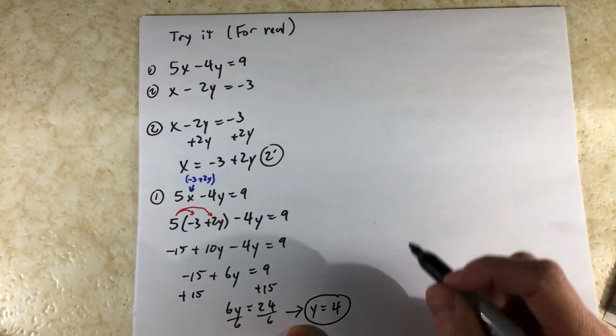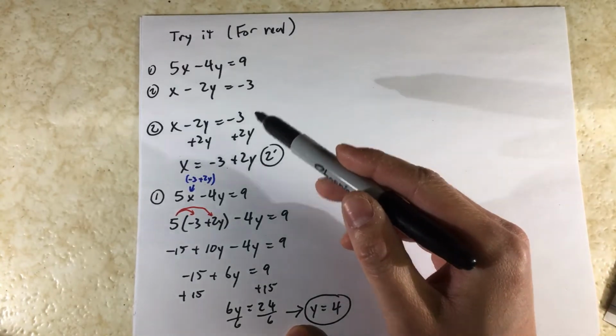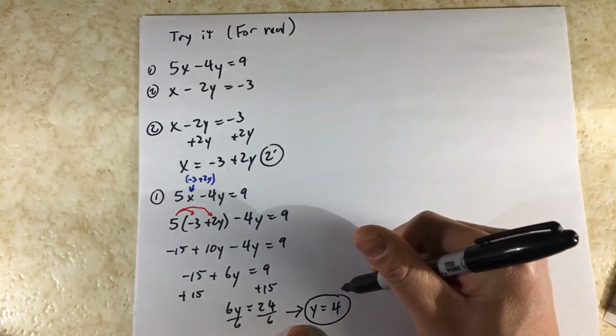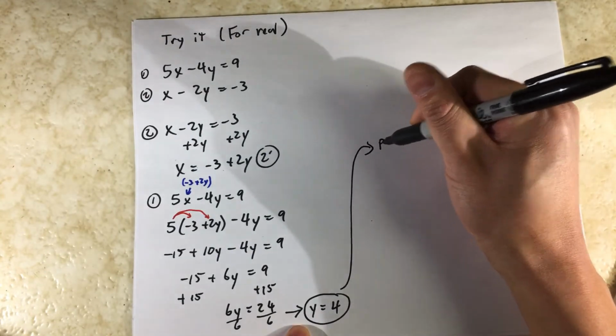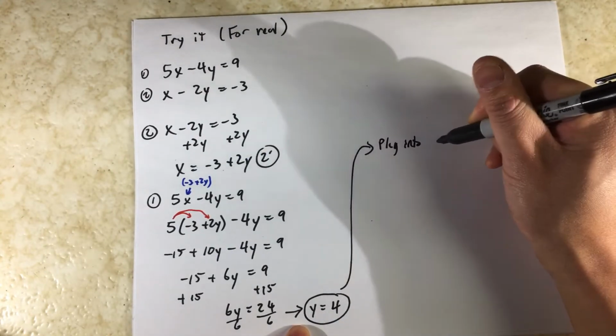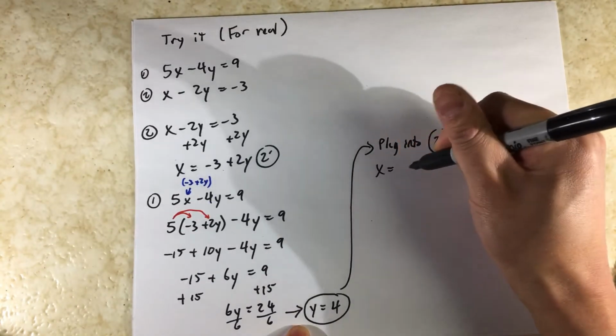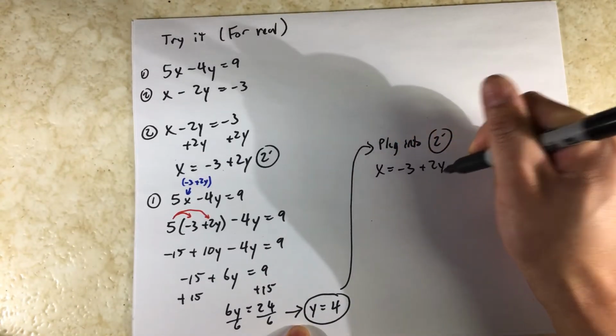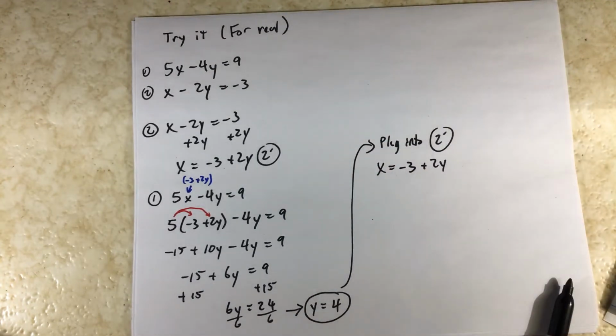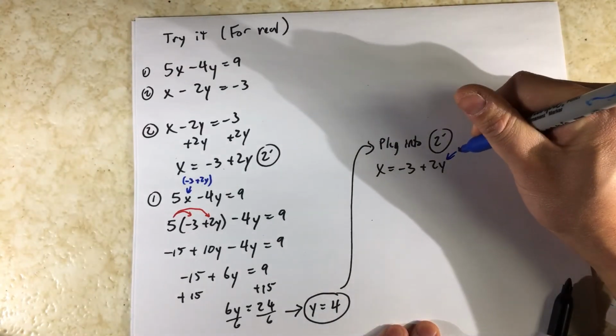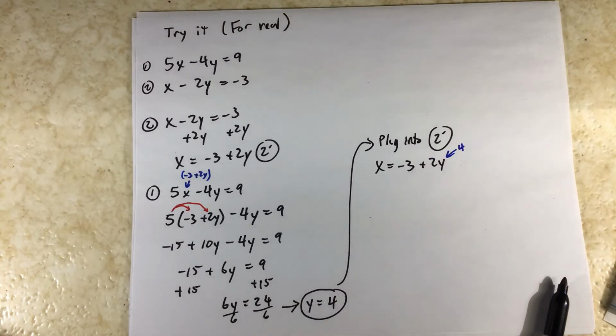Then what I have to do is plug it back into the other equation. So I'm going to plug it into 2 prime. X is equal to negative 3 plus 2y. And here, y is equal to 4, so I'm going to plug in 4.